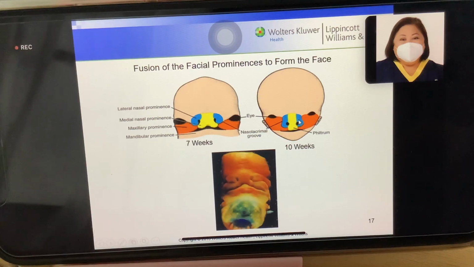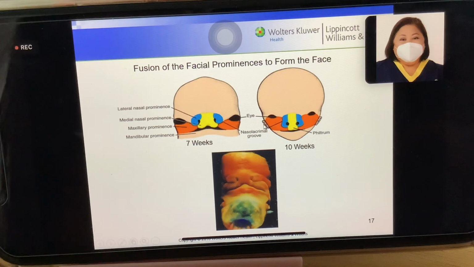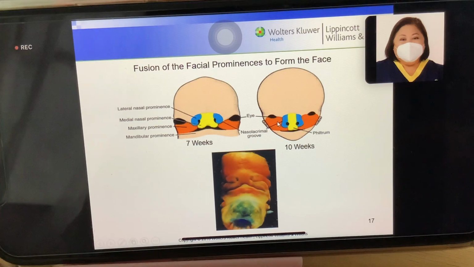So the lateral prominences form at the sides of the nose. The frontonasal prominence forms the bridge of the nose. Okay? The face is mostly formed by 10 weeks of development.